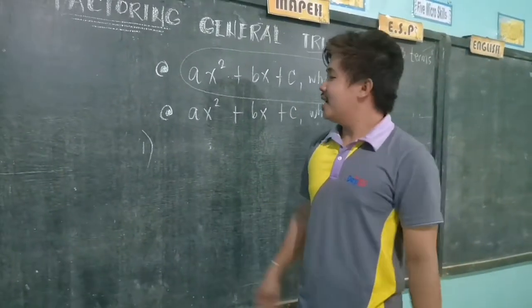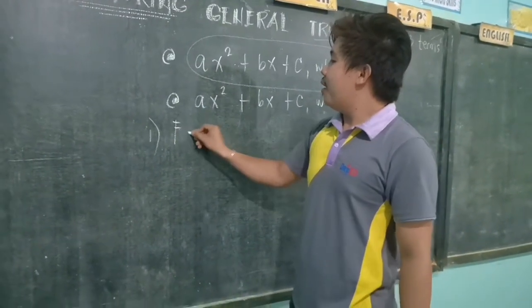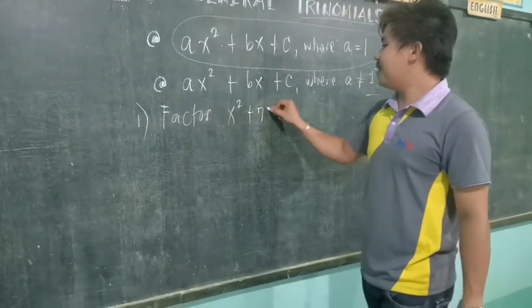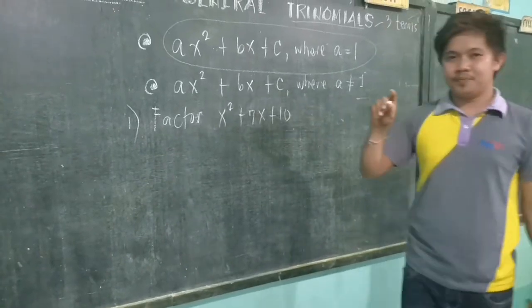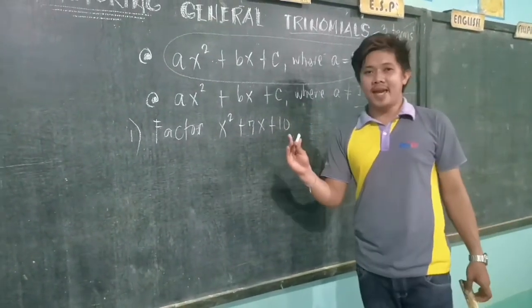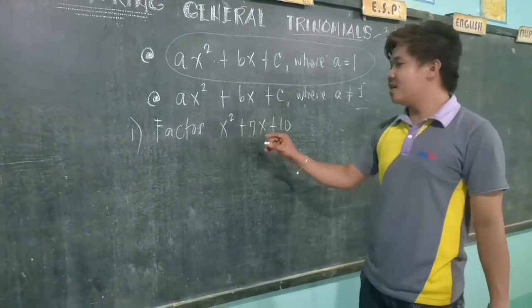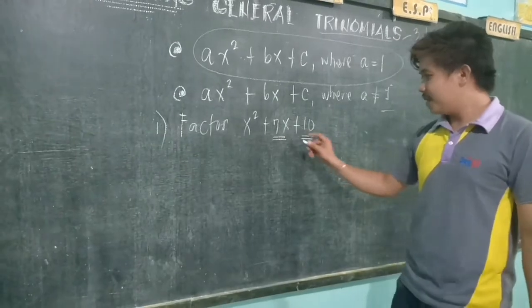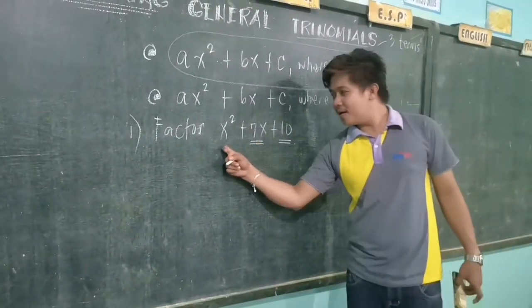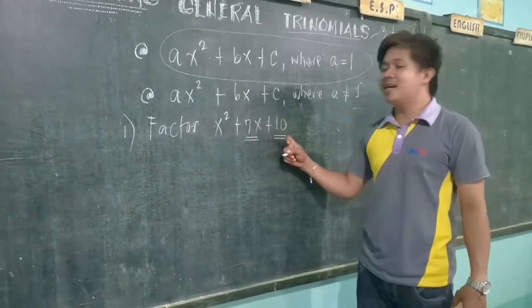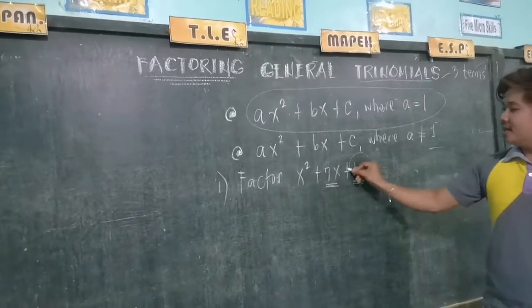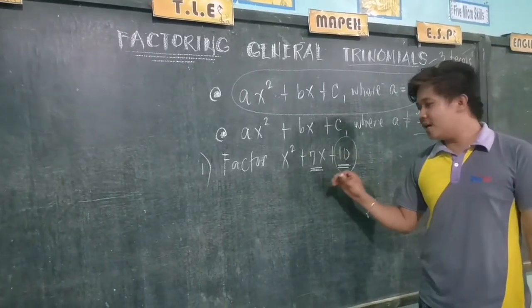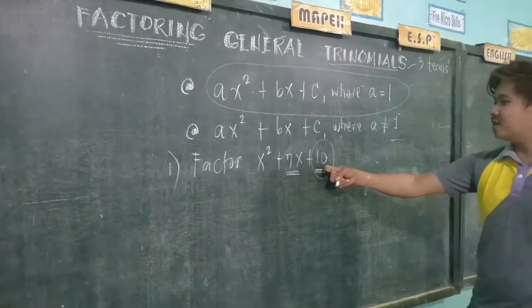So we have example number 1. Factor x squared plus 7x plus 10. So in this case, we just consider the last term and the middle term. So again, this is the first term, the middle term, and then the last term. We will factor the last term, and then we will see to it that the sum of their factors is equal to 7. So what is the factor of 10?